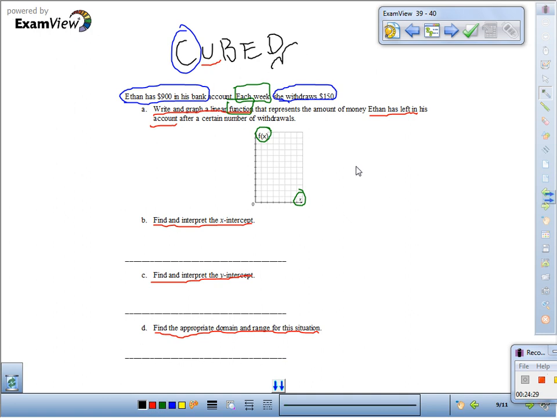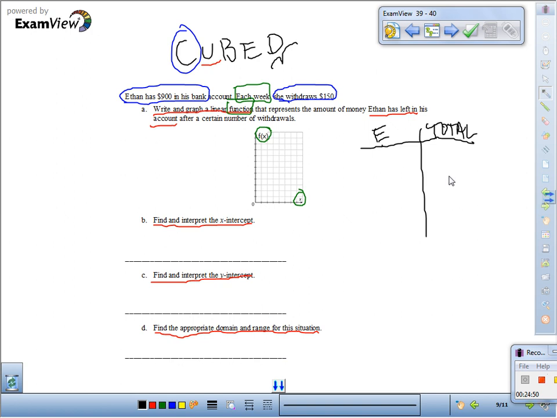So who are they talking about? How many people? 1. So 1 line down, 1 across. And here we're going to write total, and here I'm just going to write E for Ethan. For the total, they want us to write the amount left in the account.